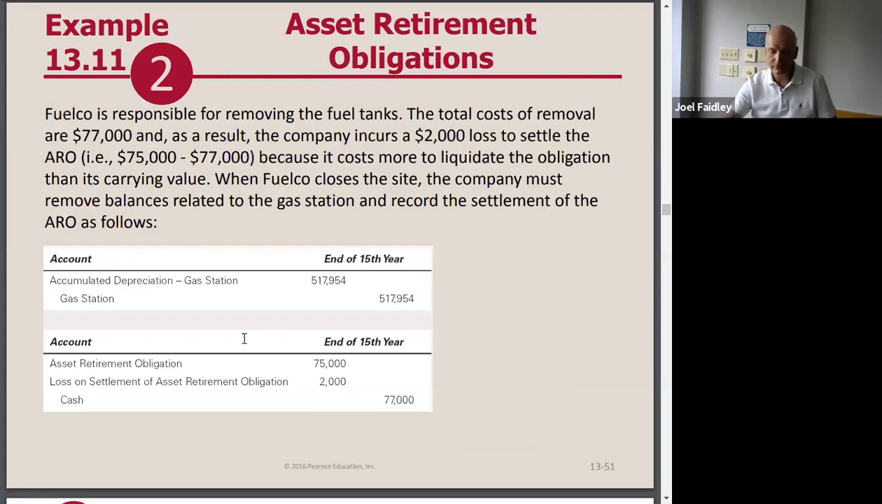All right, now they fast forward to the end. And into the 15th year, gas station accumulated depreciation is gone. You're done with it. You're fully depreciated. So you want to zero out your accumulated depreciation. You want to zero out your actual gas station. My asset retirement obligation is now up to $75,000 after all those entries down the right side, right?